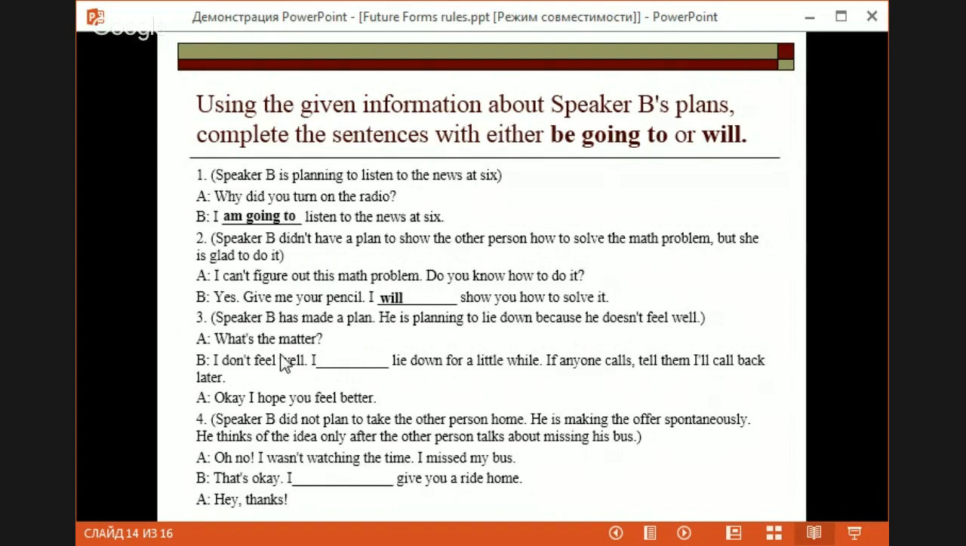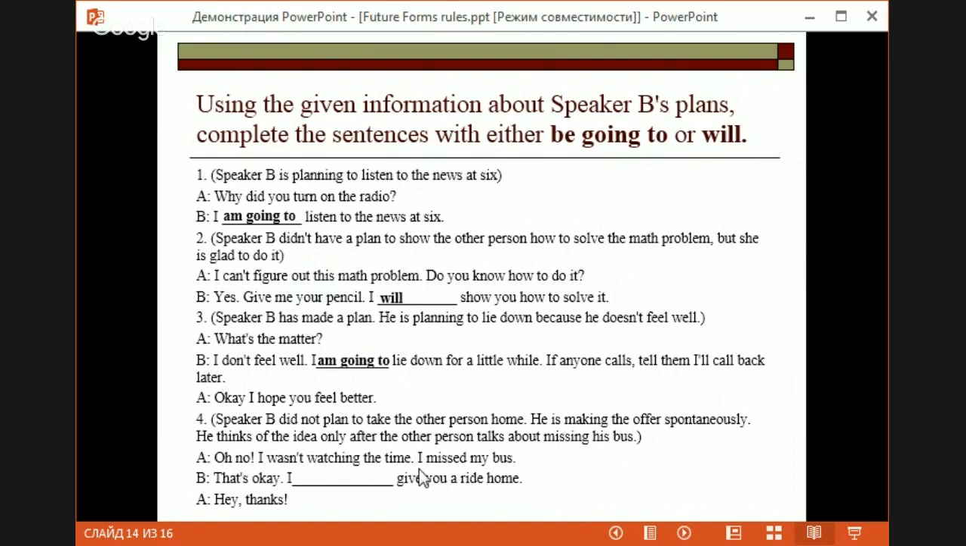The third, speaker B has made a plan. He's planning to lie down because he doesn't feel well. What's the matter? I don't feel well. I'm going to lie down. So he thought about that before for a little while. Okay, I hope you'll feel better.